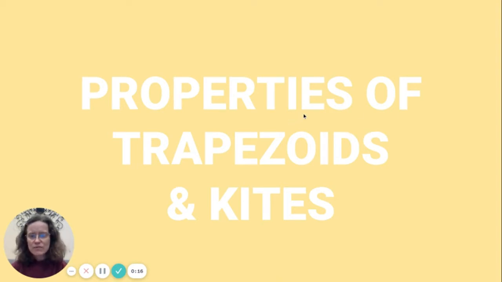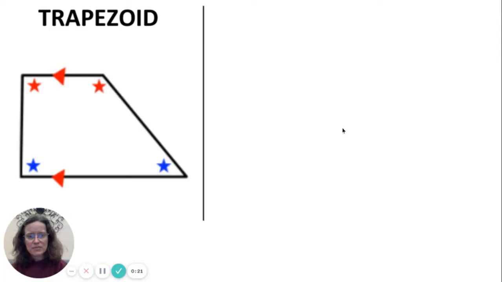In our last lesson, we focused on all the things that were parallelograms. Now we're going into these goofball trapezoids and kites. So to start off with your trapezoids, here's a lovely example over here on the side. We have several things to remember.